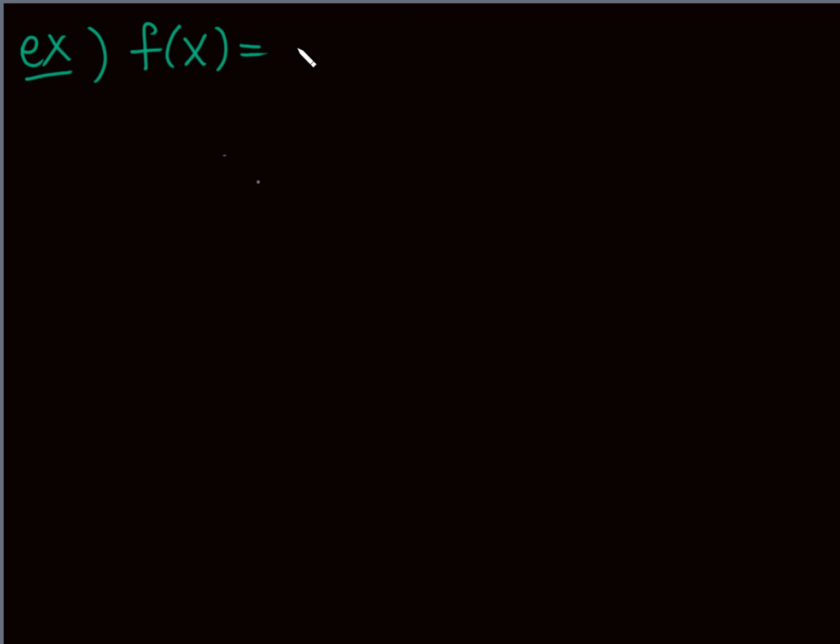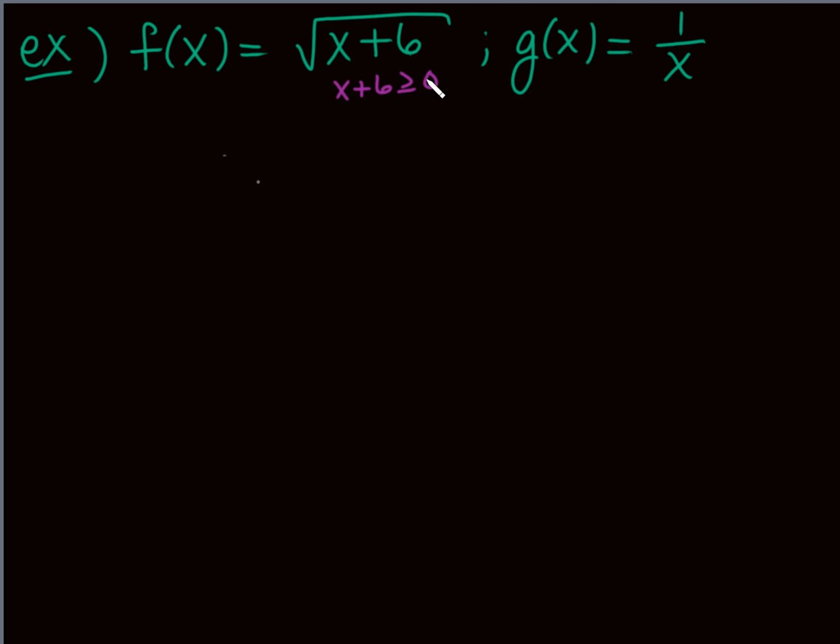Let's look at f of x equals the square root of x plus 6 and g of x equals 1 over x, okay? Again, before I get going too far, what I like to do is find the domain of each function. So what do I have to worry about here with the square root? We need to stay positive. We always want to stay positive when we're dealing with square roots, right?